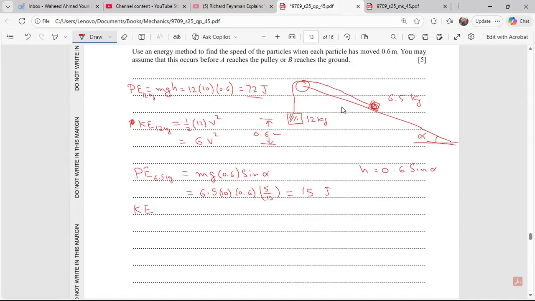Okay, so the kinetic energy of this 6.5 kg object is as before 1 by 2 mv squared. So it is 1 by 2, mass is 6.5, and it has the same speed as this one. So I will use the same v over here as over this one. Okay, so this is going to be 3.25 v squared. Okay. What else is left? Yes, the friction, the energy lost in the friction, or the work done against friction.